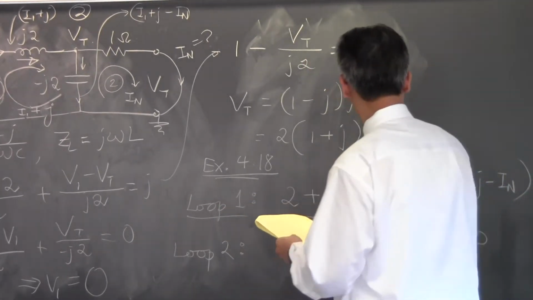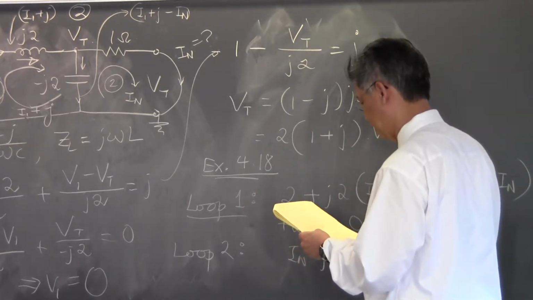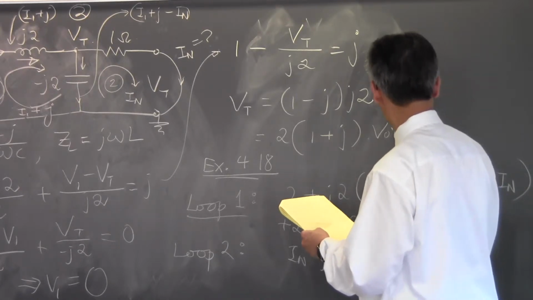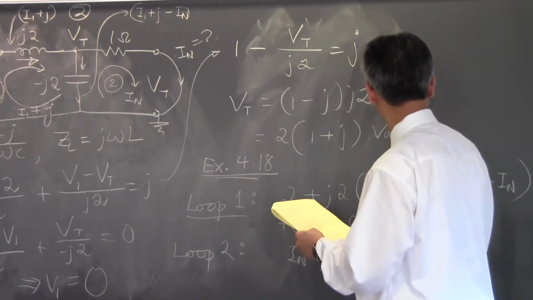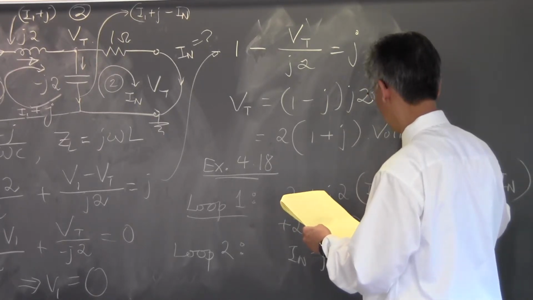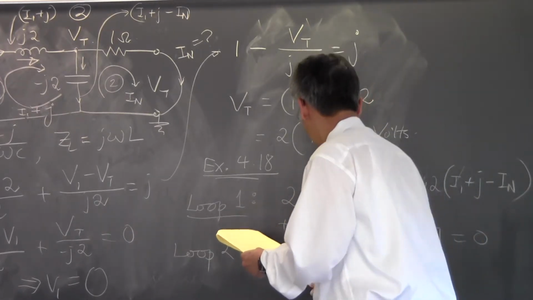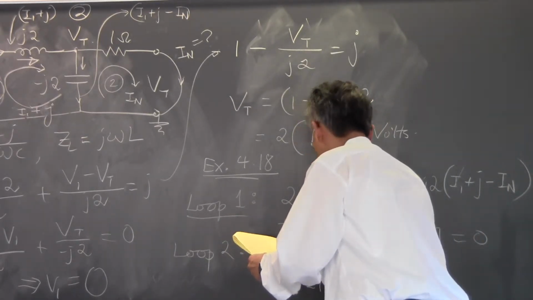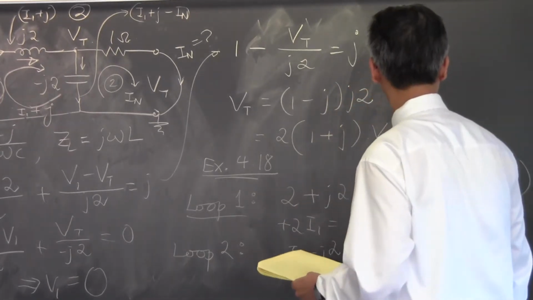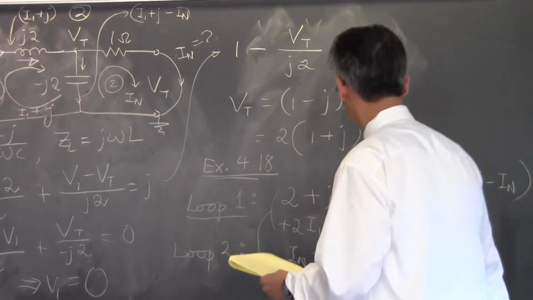So you try to look for things that cancel each other. You can see that these two terms cancel each other, I think. Some of the things cancel each other. This J2I and this J2I cancel each other. And then the first equation would just have I1 equals minus 1 minus J IN. Okay, that is equation 1 becomes something like that.